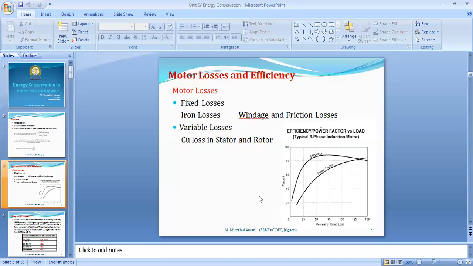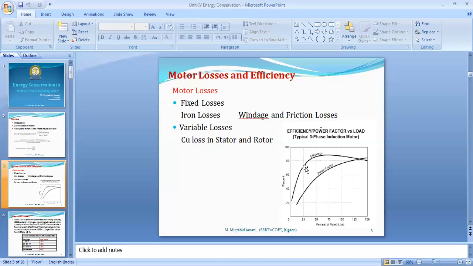Just for the review, now it is a typical efficiency and power factor curve. It is the efficiency. The machine will give the maximum efficiency at somewhere around 80% or 85%. But if you load the motor or machine more than 80% or 85%, the efficiency decreases. The meaning is that under such condition, the copper losses or variable losses are very high as compared to the iron losses. Hence, the efficiency decreases.